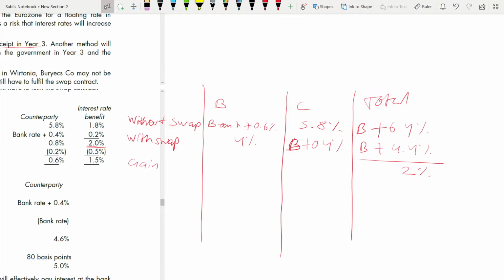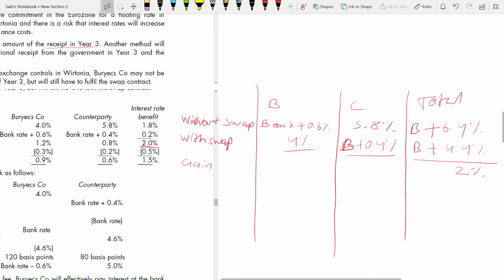Here I'm clearly getting a gain because B will cancel off: 6.4 minus 4.4. It's 2%. I'm getting a gain of 2%. Now they have told that this gain has to be divided 60 and 40. So 60% of 2 is 1.2%. So 1.2% will go to Brewers company and the balance 0.8 will go to the counterparty.